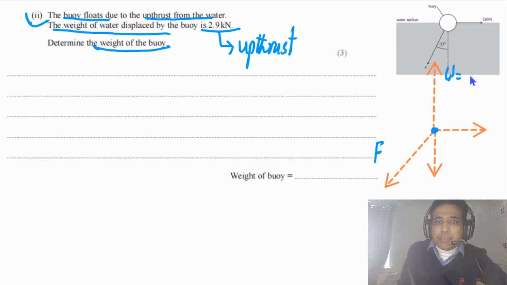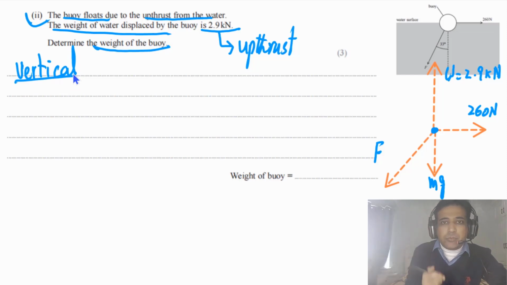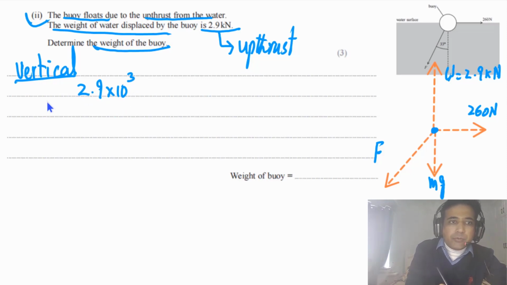So we have upthrust that is equal to 2.9 kilonewtons, and we have this force that is equal to 260 newtons, and here we have the weight of the boy. Now we need to resolve forces along vertical. As the boy is stationary, the forces along vertical have to be equal to 0. So we have upthrust acting upwards, which is 2.9 times 10 to the 3 newtons. We are taking upward direction as positive.